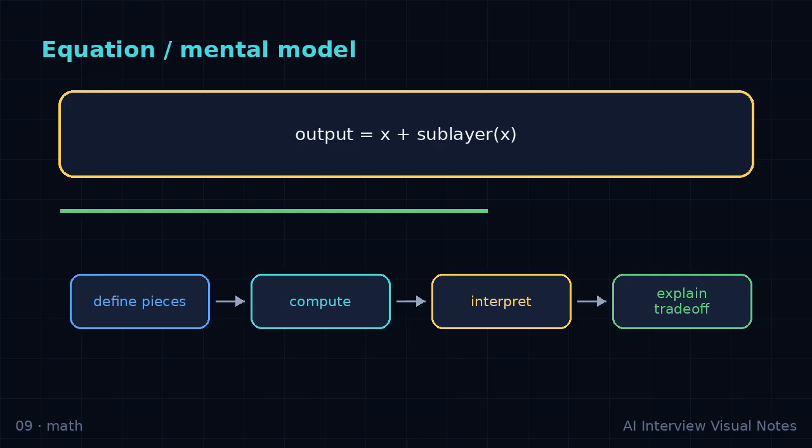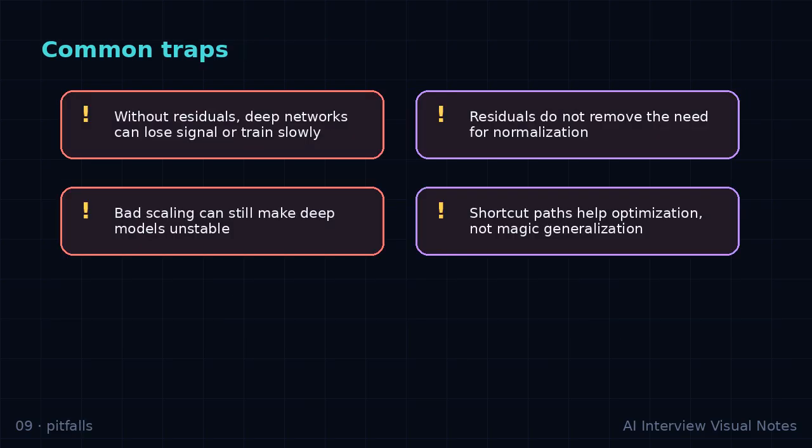A strong final answer for residual connections should have 4 beats. First, give the intuition. Second, name the components. Third, describe the formula or data flow. Fourth, mention the trade-off. If you can add one example, you will usually sound much more practical than someone who only gives a textbook definition.